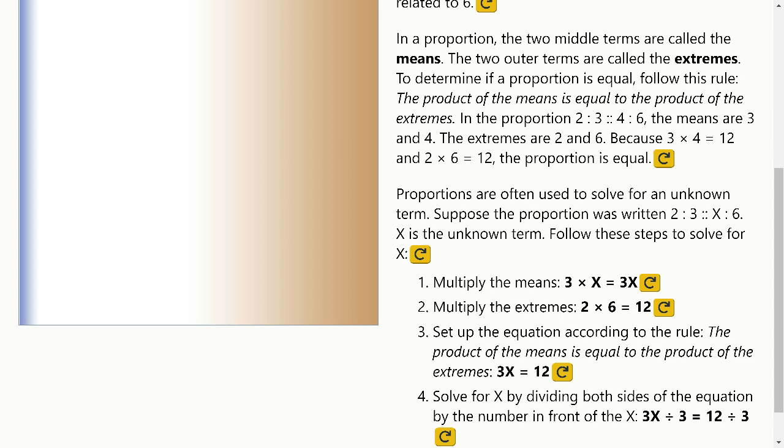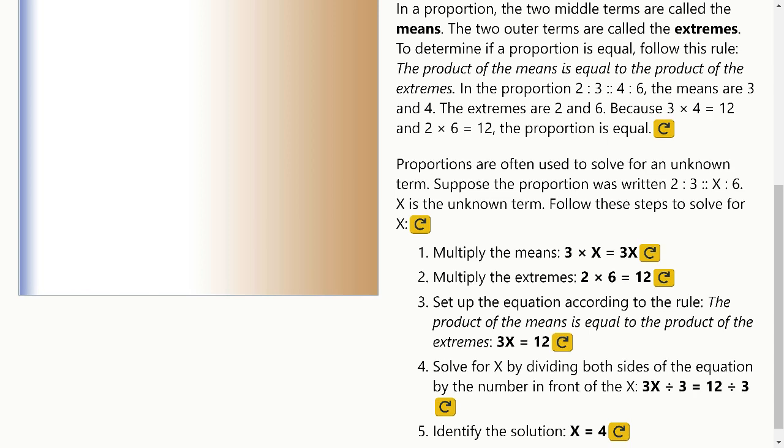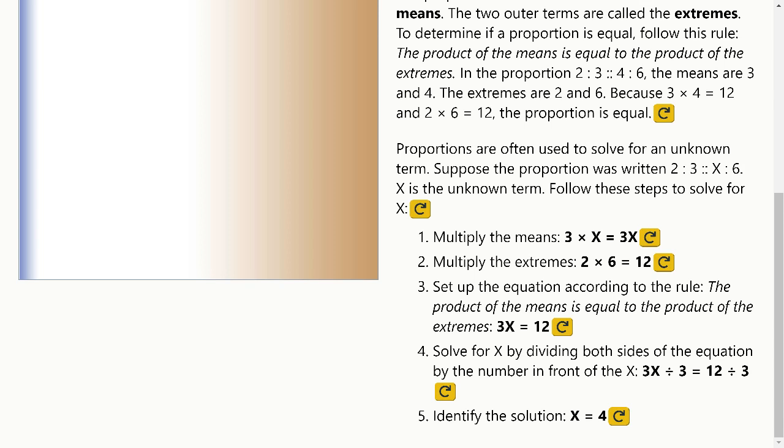And then you'll set up the equation to solve for x. The product of the means is equal to the product of the extremes. So 3x equals 12. You'll solve for x by dividing both sides of the equation by the number in front of the x. So 3x divided by 3 equals 12 divided by 3. So x is going to equal 4. Do y'all see how that works?